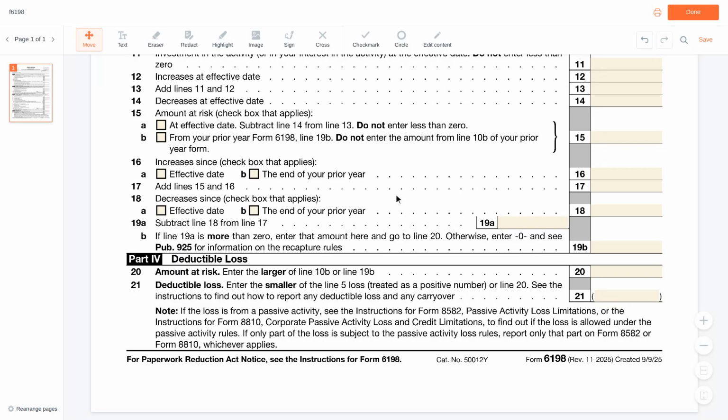Part 3 is completed only if you have a prior year loss that was suspended under the at-risk rules and you now have sufficient at-risk basis to deduct it. The allowed loss from Form 6198 flows to the appropriate schedule, such as Schedule C, E, or F.